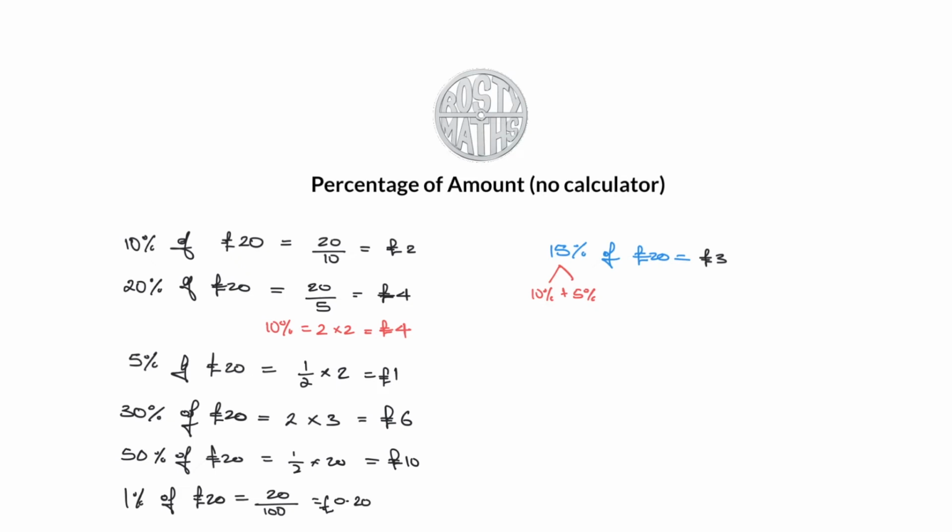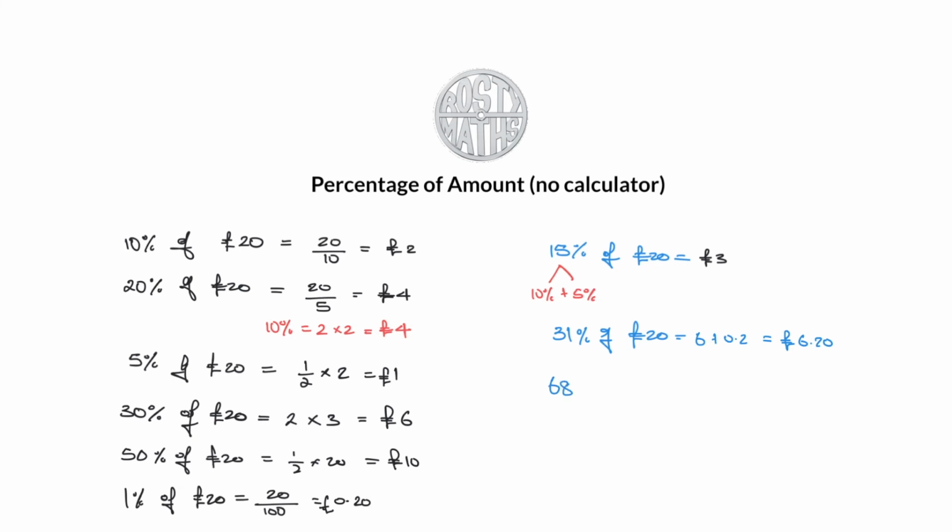What if I needed to find, let's say, 31% of that £20? Now to get 31%, I've already got 30% there. It's £6. And then I've just calculated that 1% is 20 pence. So put that all together. That's going to be £6 plus that 20 pence. So that's going to be £6.20. Just like that.